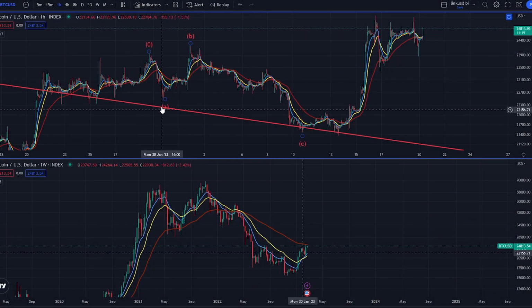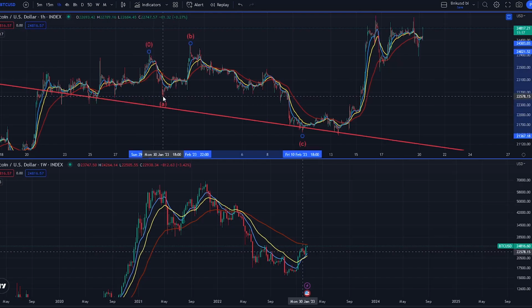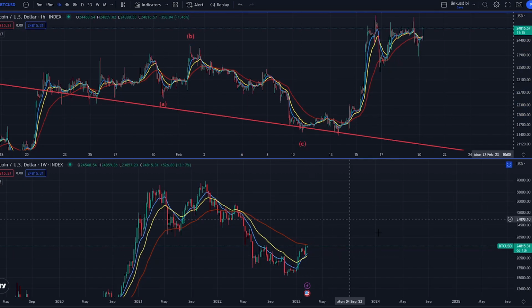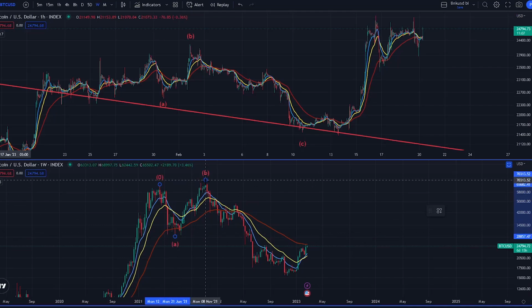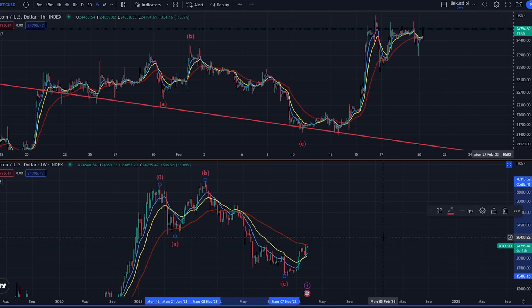So on the top is the hourly time frame for Bitcoin, and on the bottom is the weekly time frame. Now, I've been saying to you for a very long time that what we've got here from this top in April 2021 was an irregular ABC correction. So this was the A wave, this was a B wave, and right now we've been in a C wave, which is bottom down there, okay?